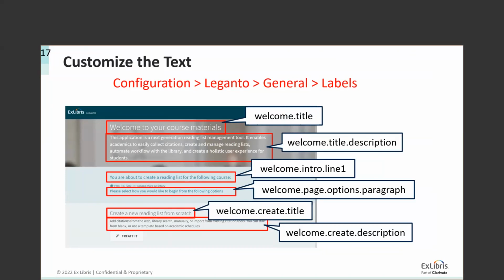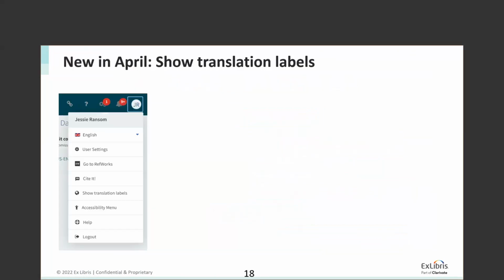reuse a reading list. Now, there are lots of labels on this page, and it's sometimes hard to figure out which one is which because they use these not necessarily intuitive terms for each of these labels, but they just put out just a few weeks ago a new tool in Leganto to help you out.